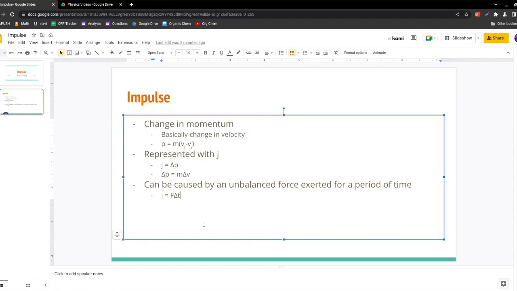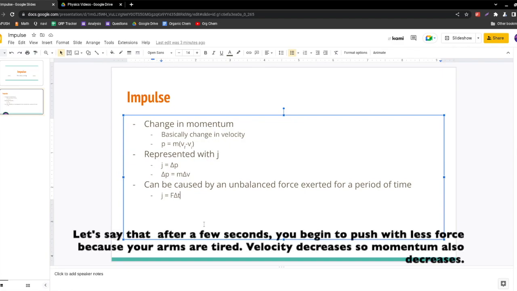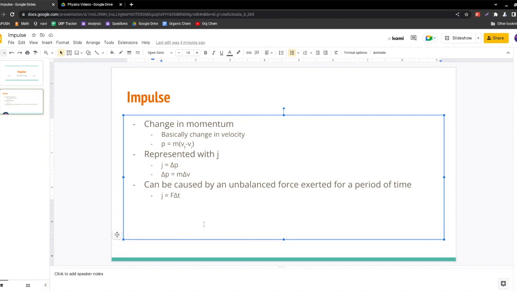In real life, you're not going to be exerting the same amount of force consistently throughout your pushing of that box. Like if you're pushing on it with 500 newtons, it's not going to stay 500 newtons throughout. So in that case, you are changing the momentum because you're not pushing it as fast. Anyway, that's going to change impulse because we said that velocity is changing.